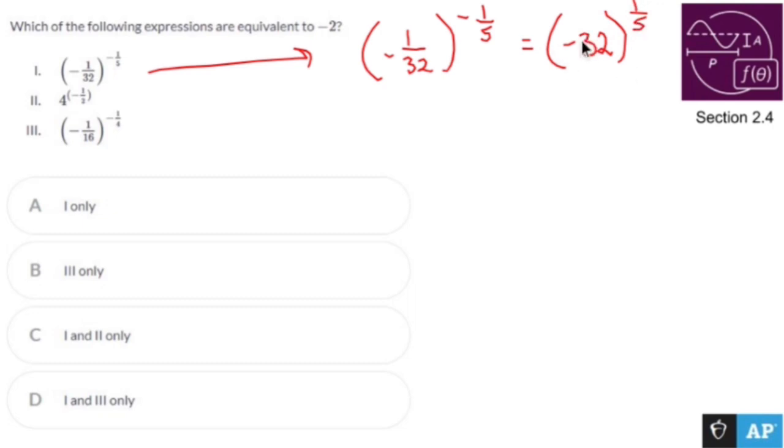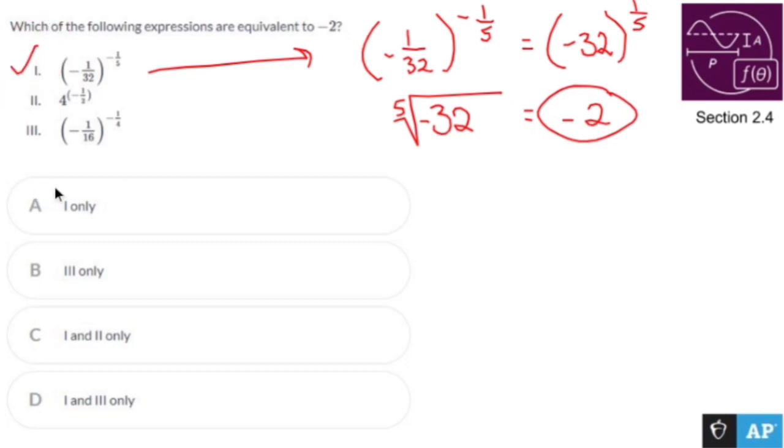Now, when you take a number to a fractional exponent, whatever that denominator is going to be a root. So this is asking for the fifth root of negative 32. The fifth root of a negative number is still negative. What times what times what times what times what, five times, is 32? 2 is. Negative 2 times negative 2 times negative 2 times negative 2 times negative 2 is negative 32. So 1 does pan out. Cha-ching! 1 does pan out.